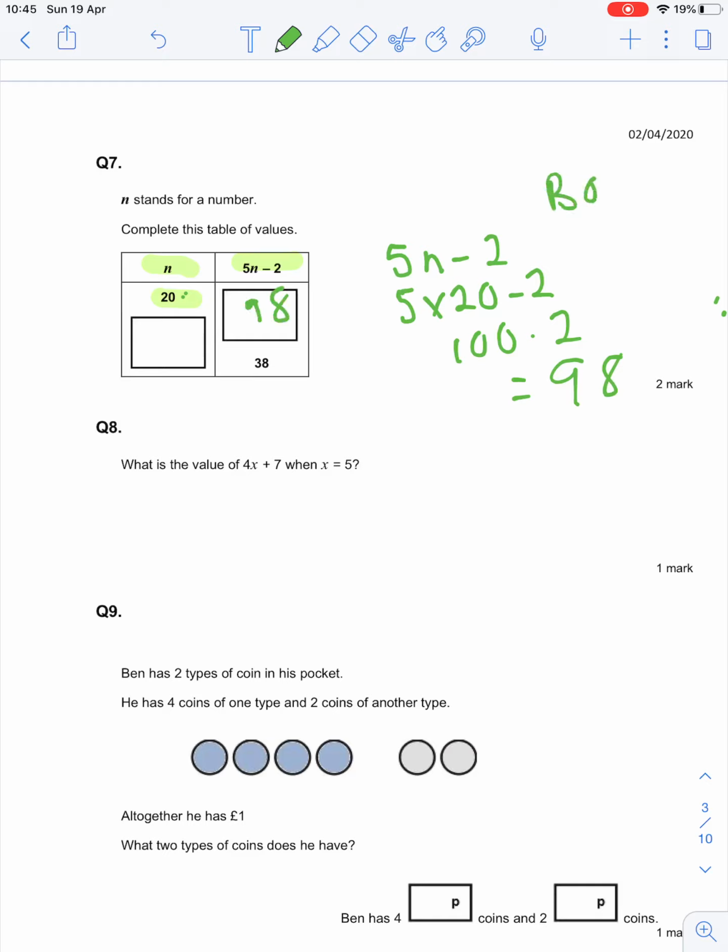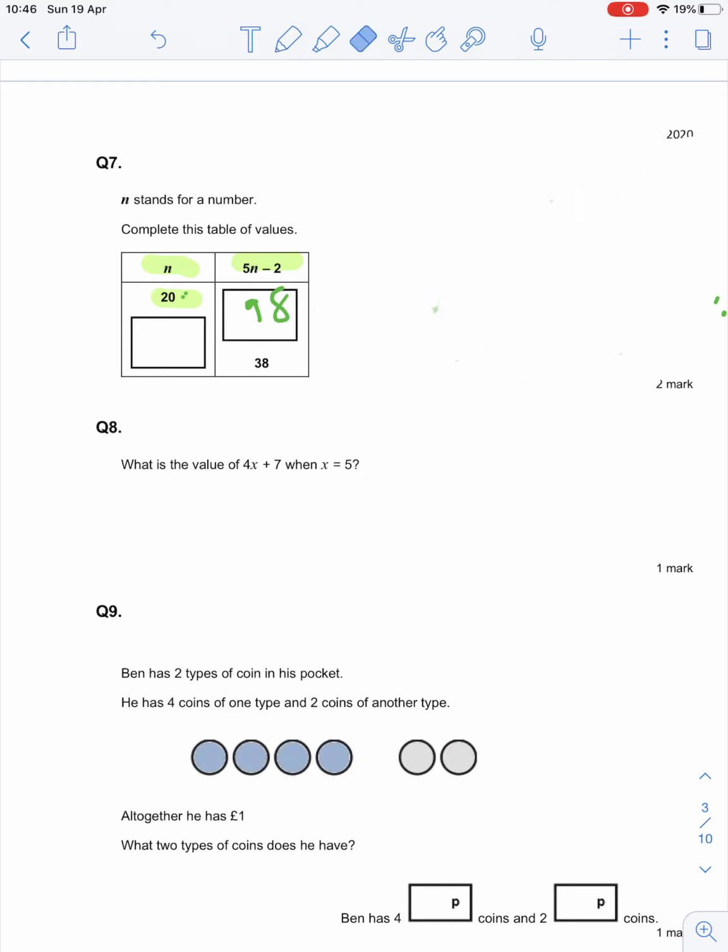We applied the rules of BODMAS, didn't we? To make sure that we do it in the right order. There's no brackets, no order, but there was some multiplication. Now the next one's slightly more tricky because this time they're telling us what the answer to it is.